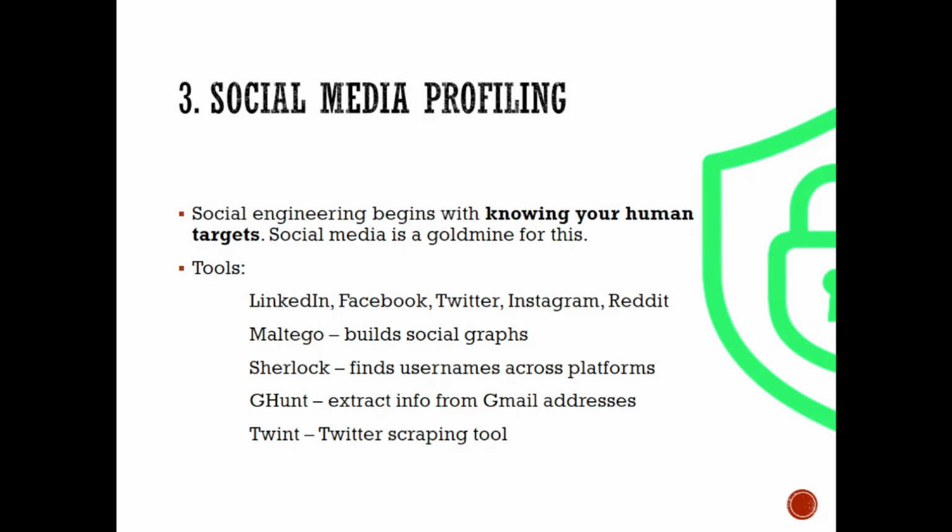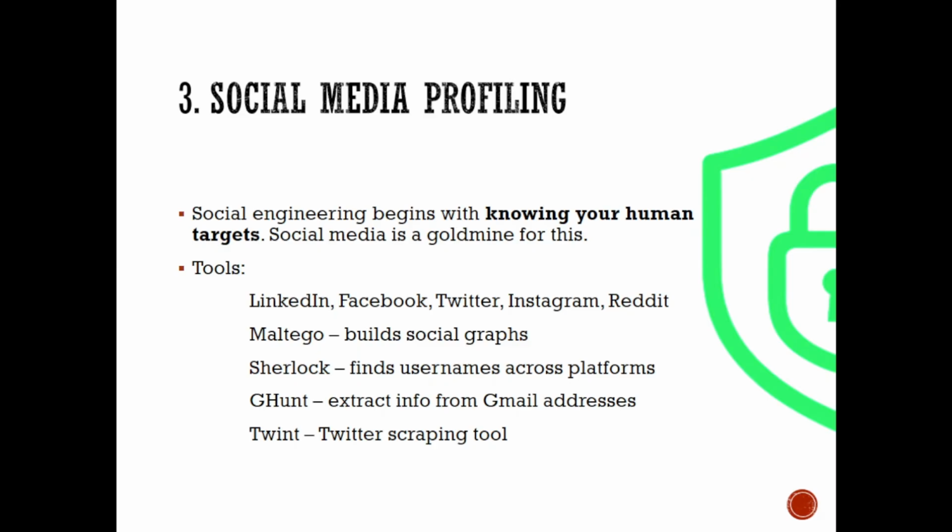Maltego builds social graphs, Sherlock finds usernames across platforms, ghunt extracts info from Gmail addresses, and Twint is a Twitter scraping tool. A single social media post can reveal devices, office IPs, or insider info.